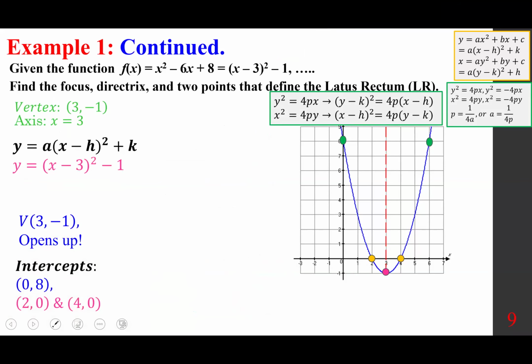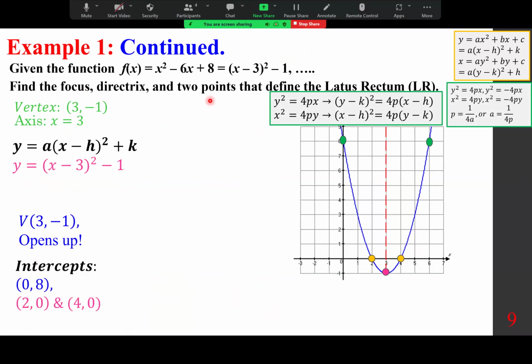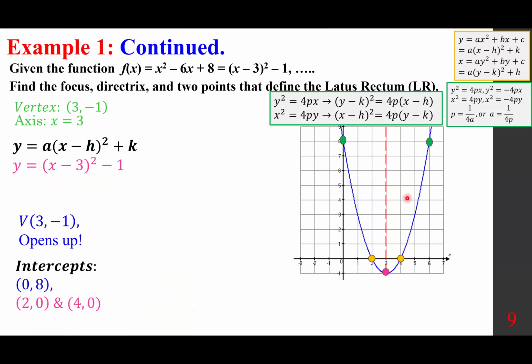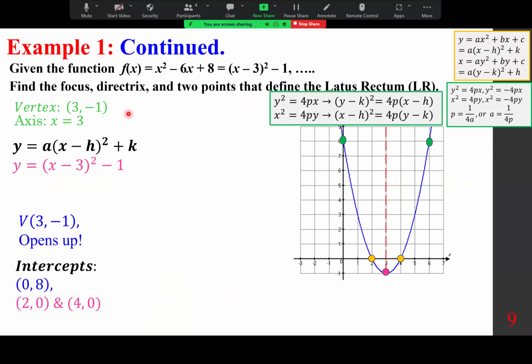I want to continue with this and find the focus, directrix, and the 2 points that define the latus rectum, all of the above. To do that, we have the graph, we have the vertex, we have the axis of symmetry, we have the equation, and we know it opens up, we know the intercepts, you name it. Everything from the previous page. There is nothing brand new here.